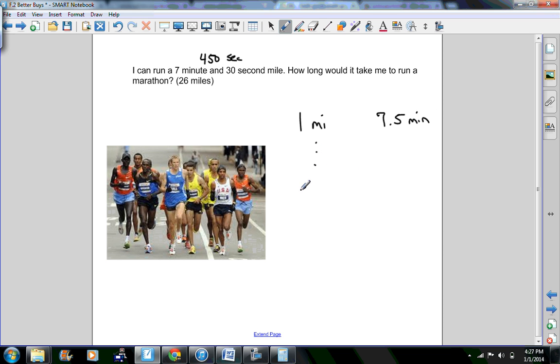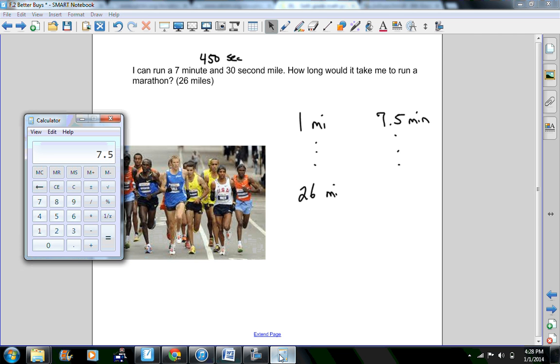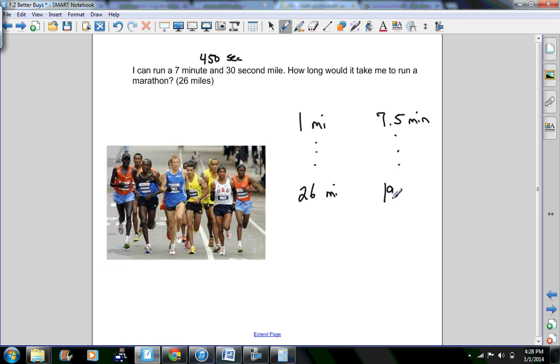So now I want 26 miles. I want you to see if you can figure this one out. How many minutes would it take me to run 26 miles? Okay, for this one, you have to do 7.5 times our 26 miles, which is 195 minutes. But for the sake of argument, that would be 3 hours and 15 minutes. Very, very long time. It's a lot of running.